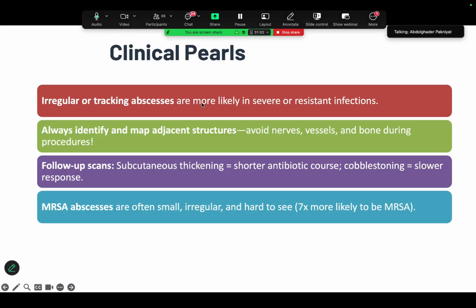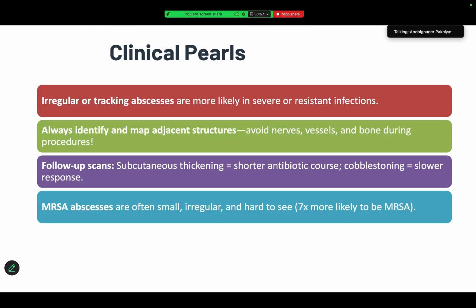So what's the usefulness of the ultrasound in the clinical part? It's not just detecting pus, as we discussed. When you find an irregular or tracking abscess, it means maybe it is a more resistant infection, so we are facing more serious cases. And as we discussed before doing incision and drainage, we need to map adjacent organs to avoid nerves, vessels, and bone during the procedure.